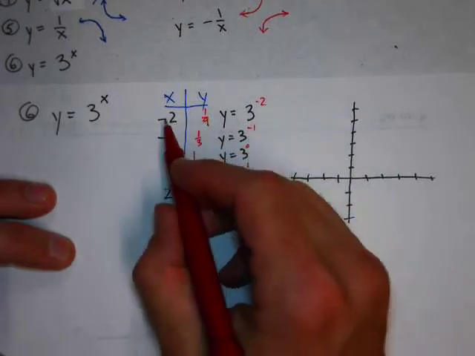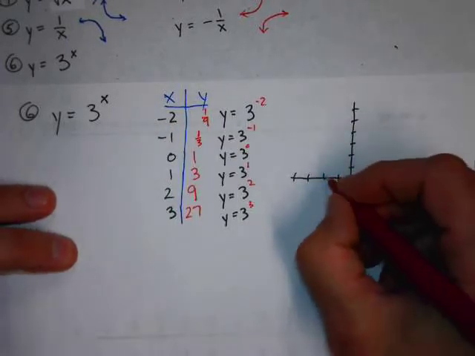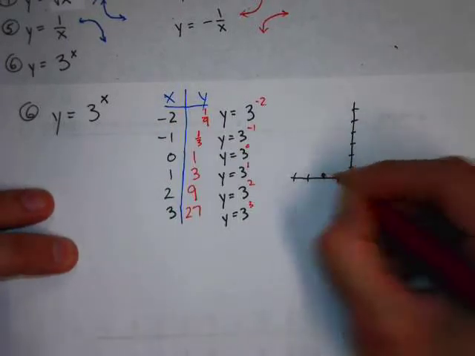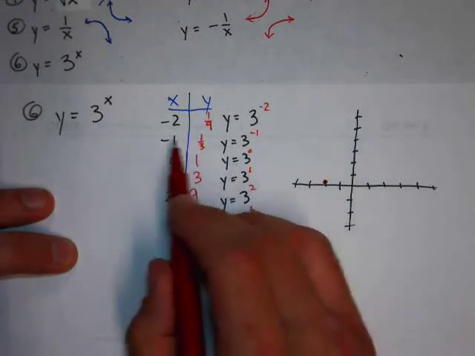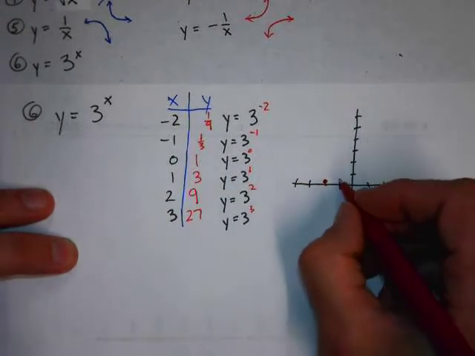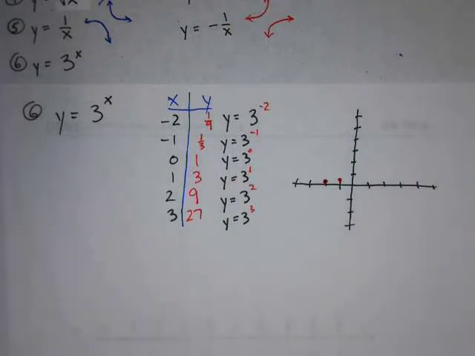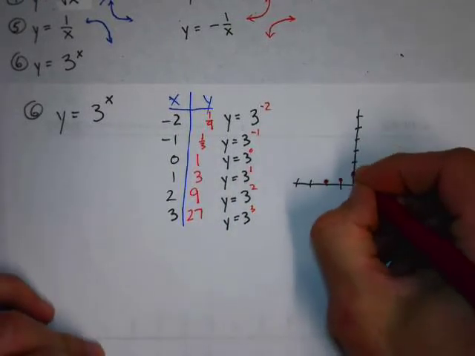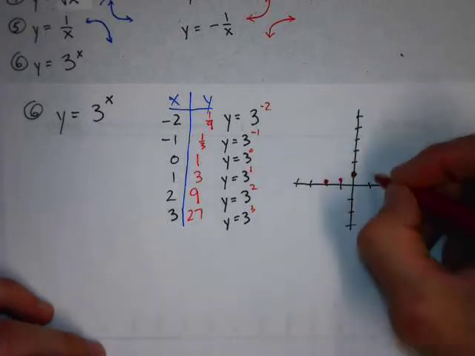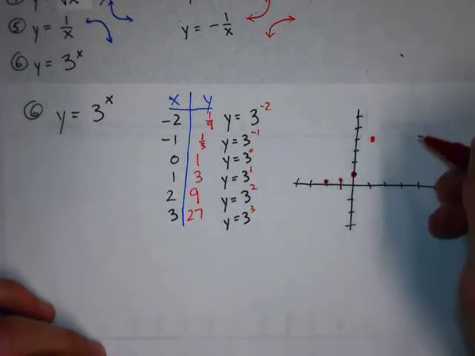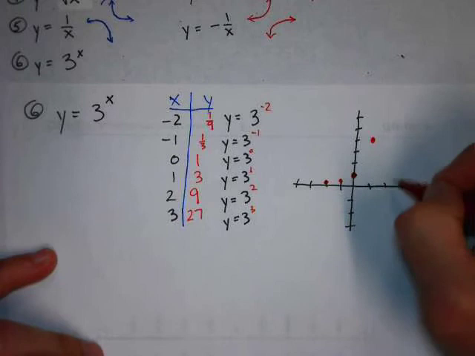So if we have -2, we get positive 1/9. Here's -2. Positive 1/9 is awfully close to 0, right? So it's right there. If we have -1, we have 1/3. So -1, 1/3. It's close to 0, but not as close as 1/9. If we have 0, we get 1. If we have 1, we get 3. Whoa, look at that. If we have 2, we get 9. It's like way up there.